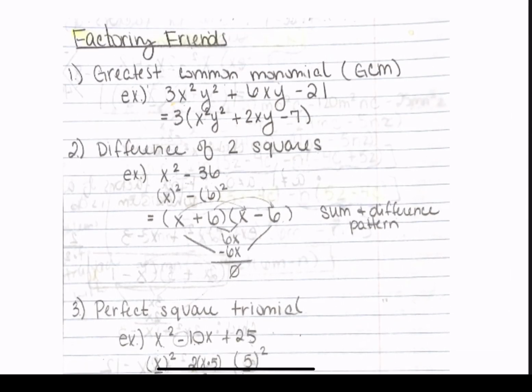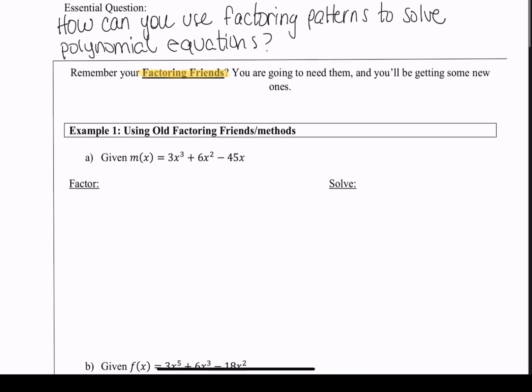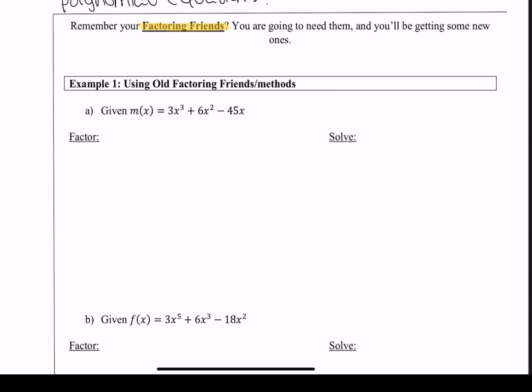And we're going to start with remembering that anytime you are responsible for factoring or solving or dealing with a polynomial function, think about finding a greatest common monomial factor that you can factor out of the polynomial. Which brings us to example 1, using some of our old factoring friends or methods. So in A, we are given the polynomial function m of x equals 3x cubed plus 6x squared minus 45x.